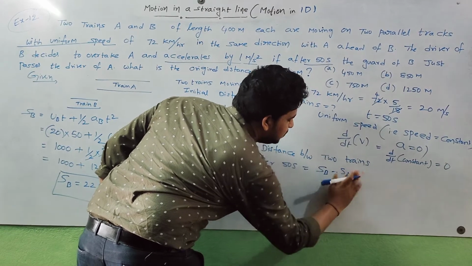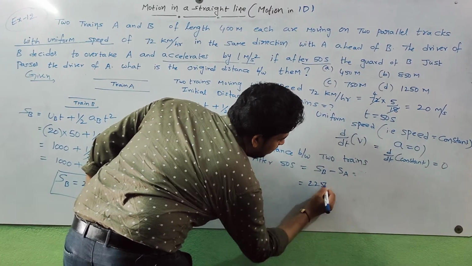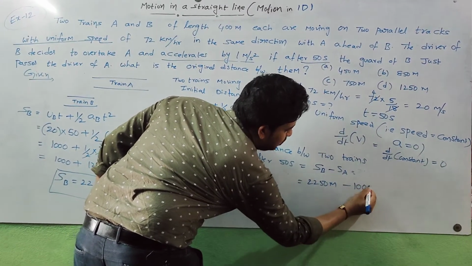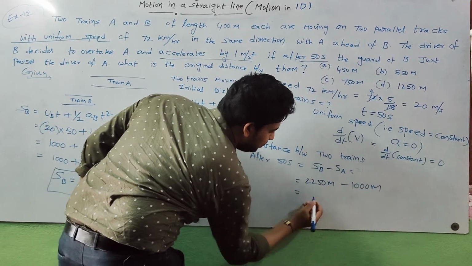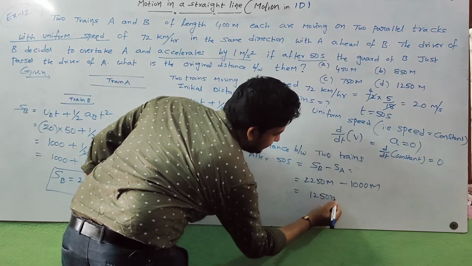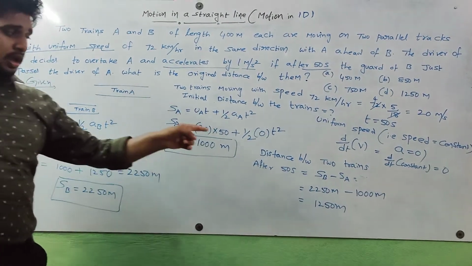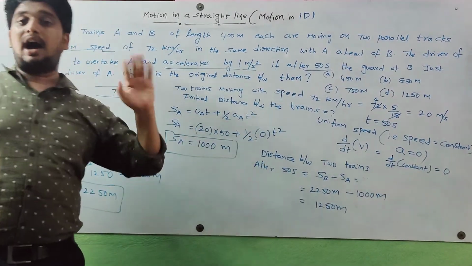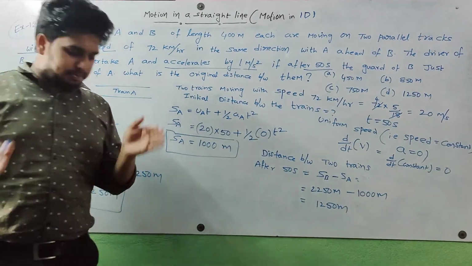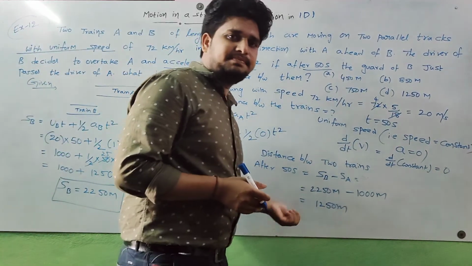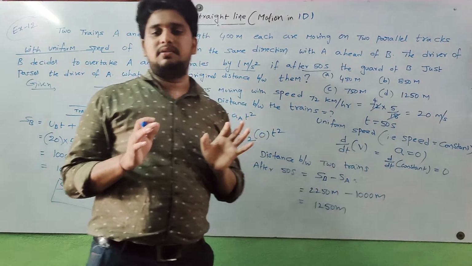That is equal to 2250 meters minus 1000 meters, which is 1250 meters. So the distance between the two trains we got is 1250 meters after 50 seconds. But this is not the answer for our question.